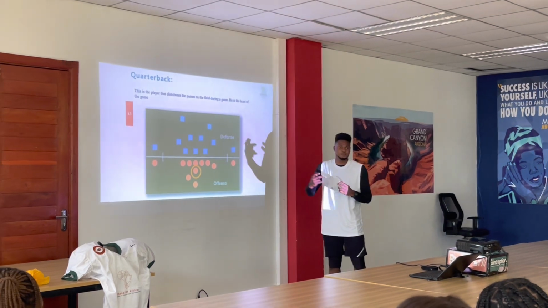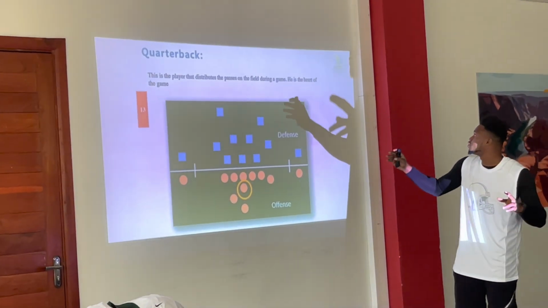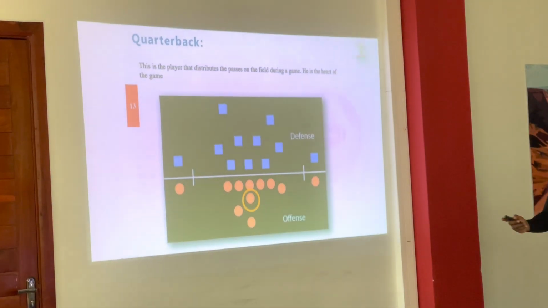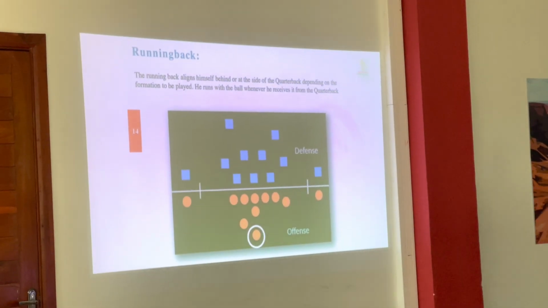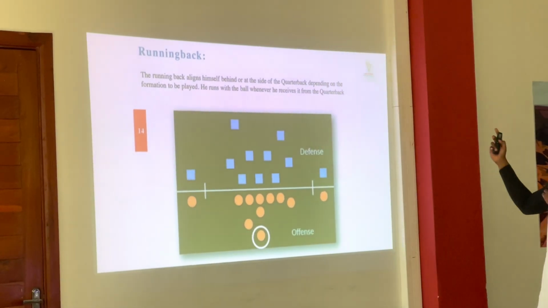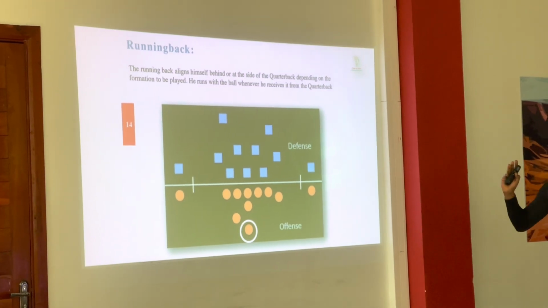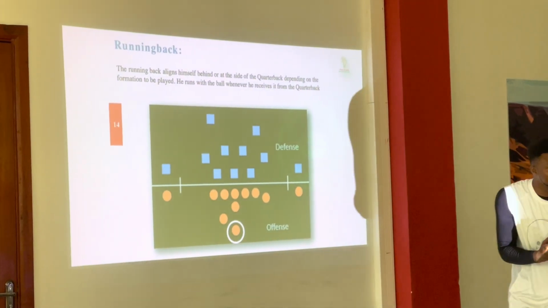So he is responsible for distributing the passes to players on the field known as the receivers. Let's move on. Running backs. Running backs align themselves behind the quarterback depending on the formation to be played. They run with the ball whenever they receive the ball.